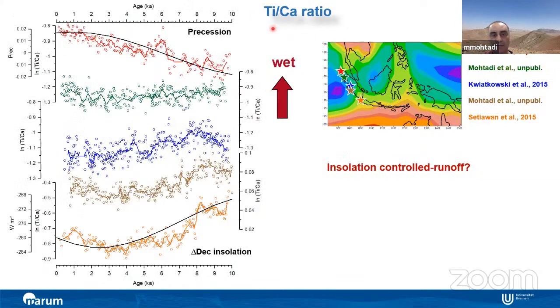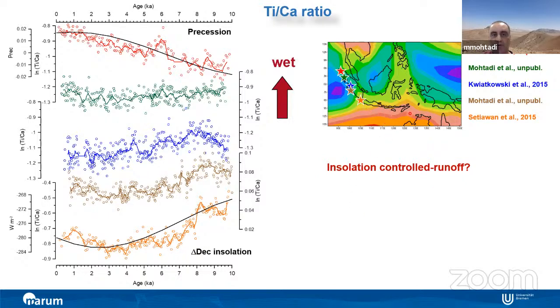Now, let's look at different parameters. The titanium to calcium ratio is a parameter that has been related to terrigenous runoff. Titanium comes mainly from land, and calcium is rather produced in the water. So the ratio tells something about the runoff, which can be related to rainfall. So upward again means wetter conditions. Those sites along Sumatra suggest an increase in rainfall north of the equator that dips and tilts and changes to exactly the opposite towards the south, somewhat like an insolation-controlled runoff.